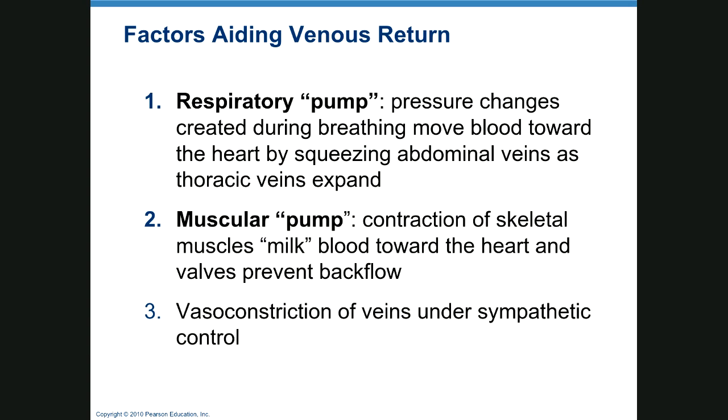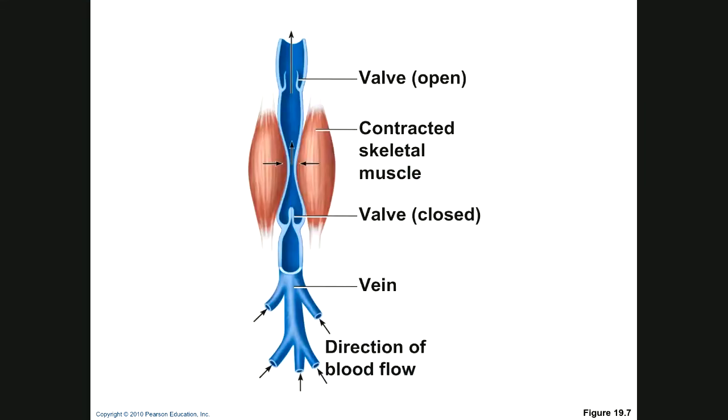Okay, jumping around again, things that help venous return. First off, respiration. When you breathe in, you expand your chest. When you breathe forcefully out, you squeeze your abdominal veins, and it's going to expand thoracic veins. And since you have these valves continuously preventing backflow, this helps push the blood forward. We do have some vasoconstriction of veins from the sympathetic nervous system. This is a big thing.